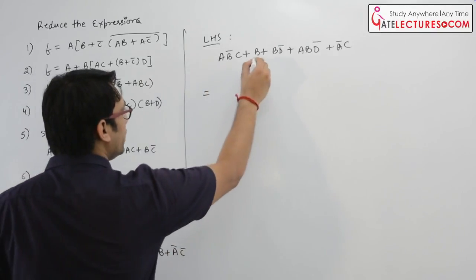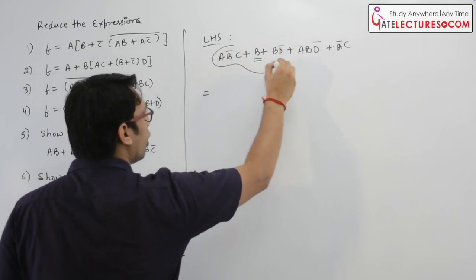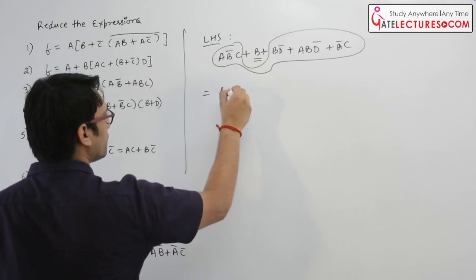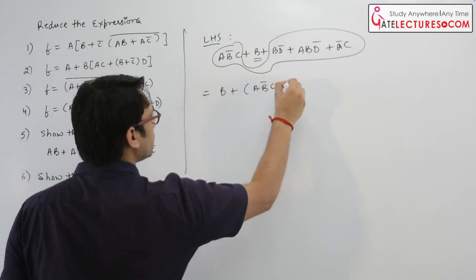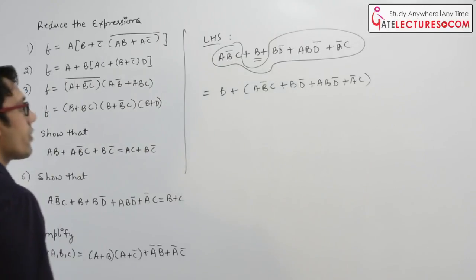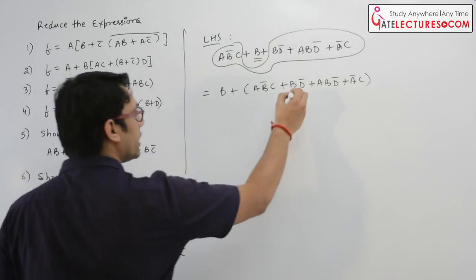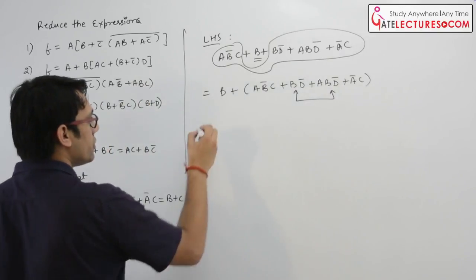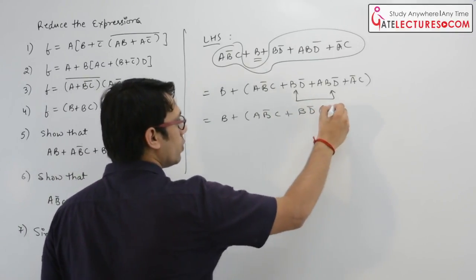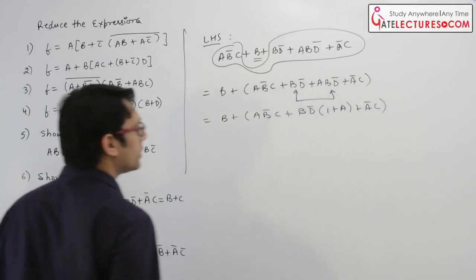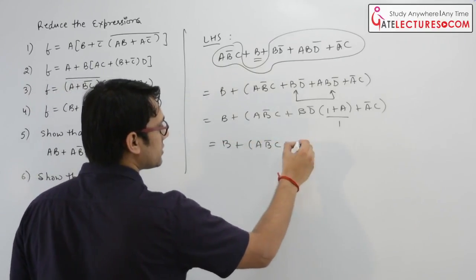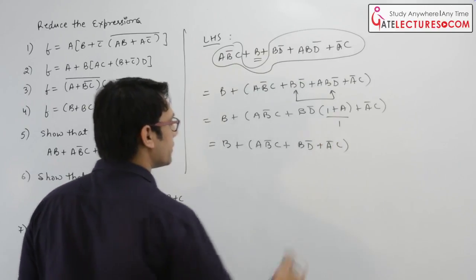Right? So here you can see we already have B. We have to eliminate all these expressions to get C. So you can just write B in the beginning. So plus we have AB complement C plus BD complement plus ABD complement plus A complement C. In this expression you can take BD complement as common between these two. So it can be written as AB complement C plus BD complement times (1 plus A complement C). And this is equal to 1 itself. So it can be written as B plus AB complement C plus BD complement plus A complement C.